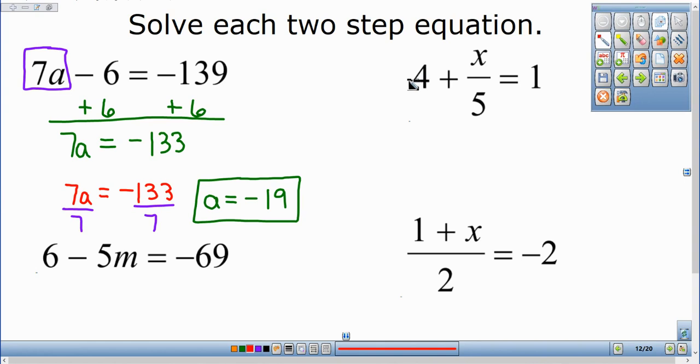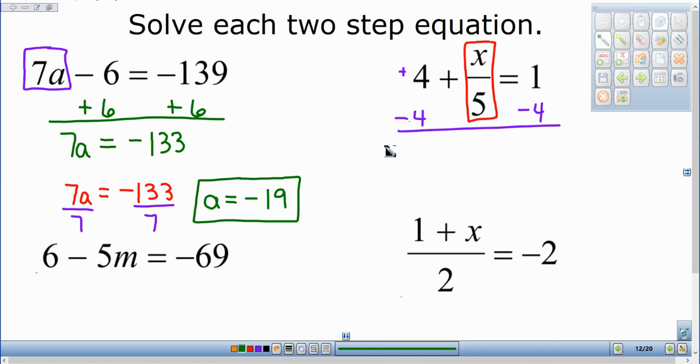On the next one, our variable term is right here. To get my variable term by itself, I would need to get rid of the 4. It's a positive 4, so it's being added to my variable term. So I am going to subtract 4 from both sides. If we do that, you're going to get a 0, and then you're going to get x over 5 equals, and then 1 minus 4 is a negative 3.